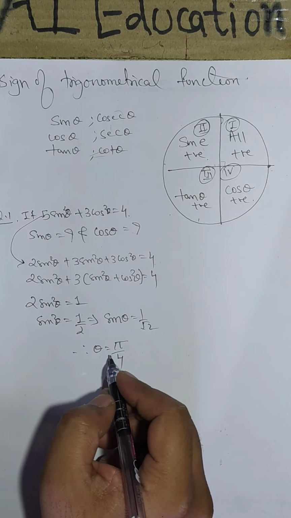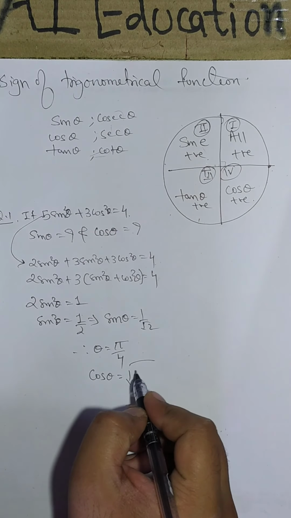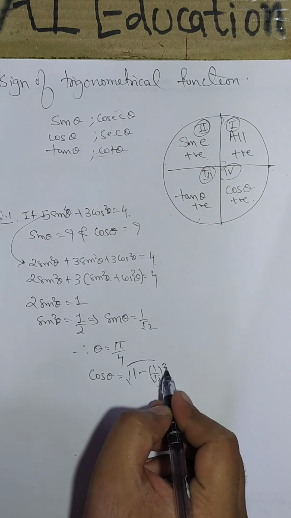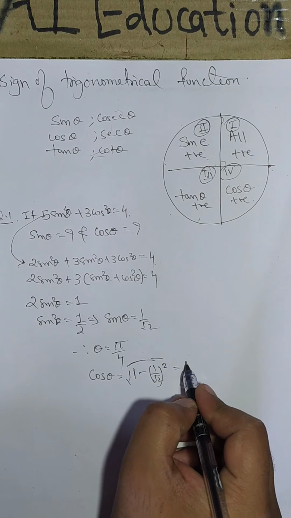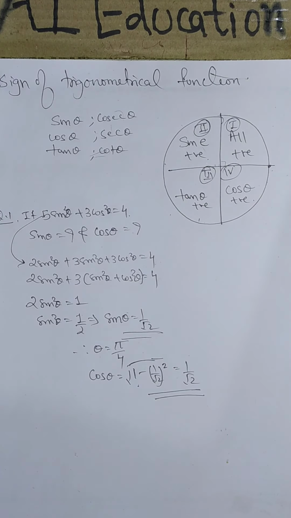And also, cos theta is the square root of 1 minus sin square theta. So sin square theta is 1 by root 2 whole square. If you solve this, again you get 1 by root 2. So the values of sin theta and cos theta we have found out.